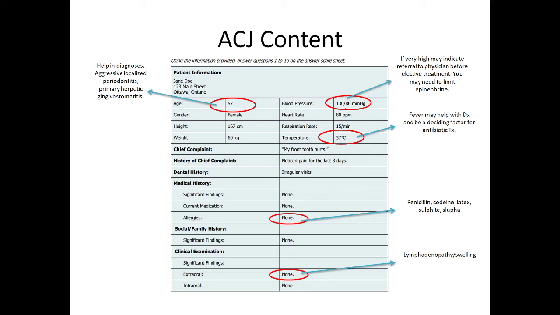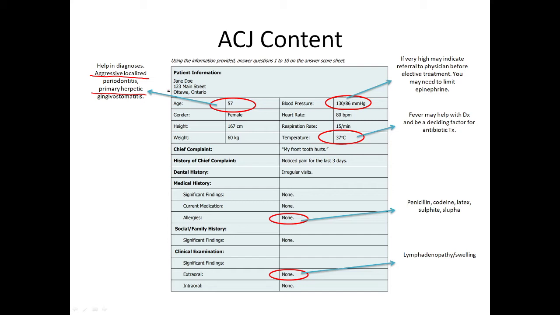Now, this part will change, obviously. Not everybody's going to be this age or this gender. So this part will change, and this will give you information to help you diagnose. So, for example, what could you use the age for? The age will help you diagnose aggressive localized periodontitis, if it's there. Sometimes it could help you diagnose primary herpetic gingivostomatitis, because usually that happens in children.